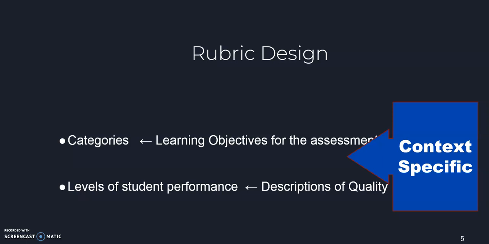As a reminder, the categories that are going to be in the rubric are going to come directly from the learning objectives for the assessment, and the levels of performance are descriptions of the quality, and both of these are context specific.